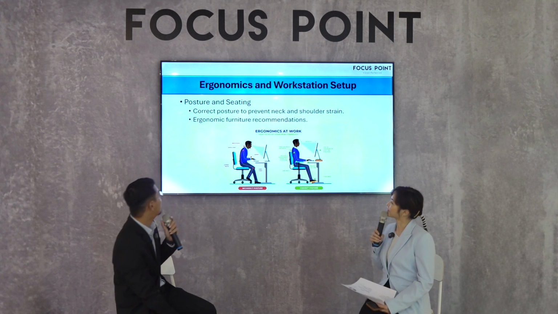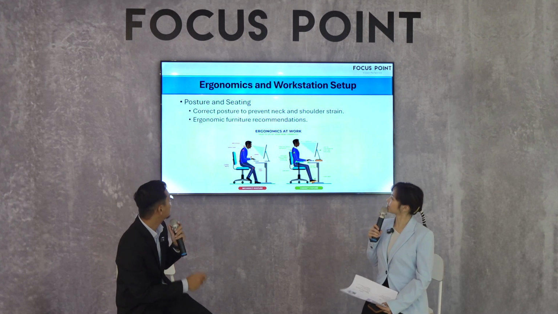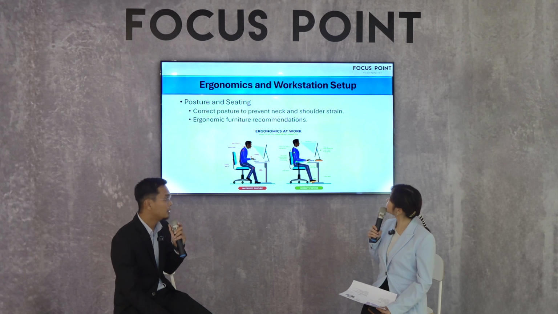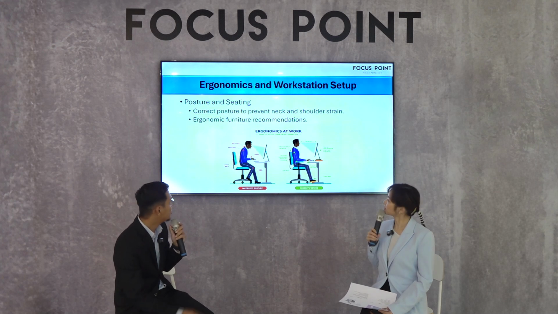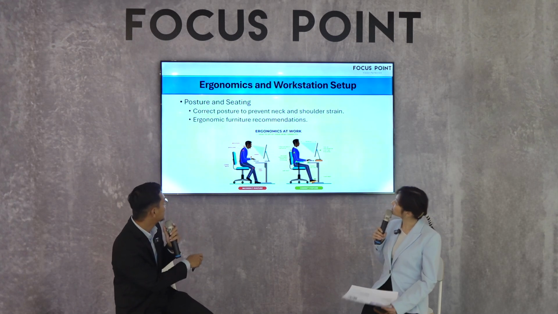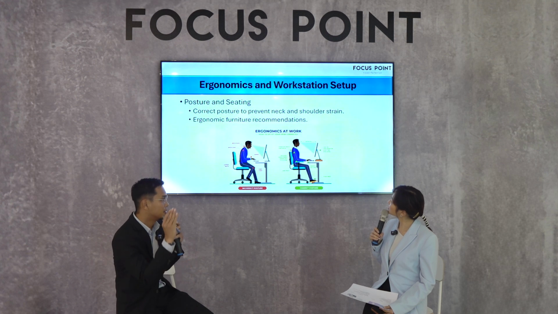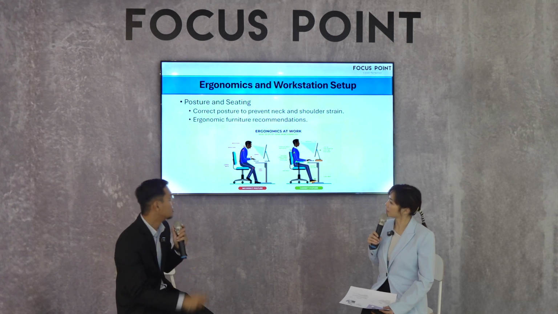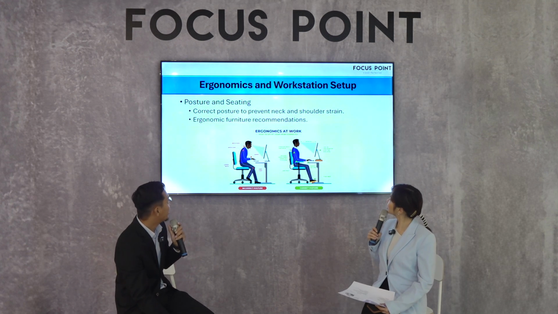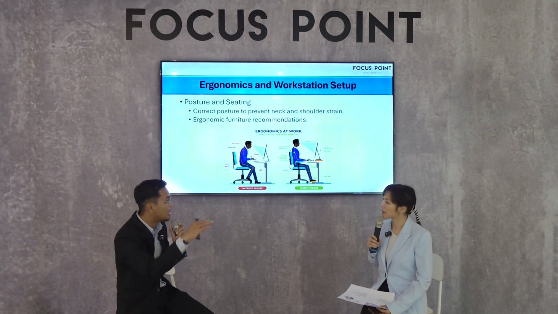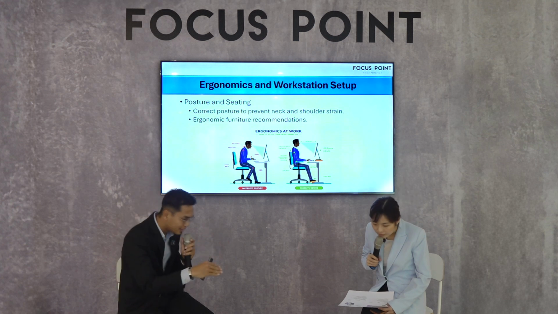Okay. So some ergonomics. This is the posture and sitting. You have to make sure your posture is correct to reduce your neck and shoulder pain. So you can see this is the incorrect posture. The neck is bending down towards the screen. Why is it bent? Because the screen height is not adjusted properly. The screen is too low. So in order for you to look at that screen, you have to bend a bit forward.